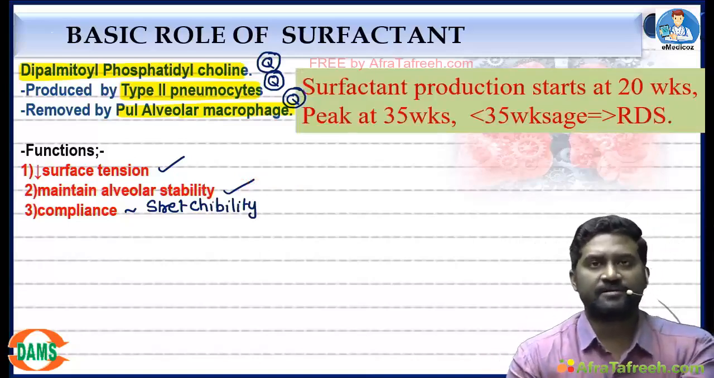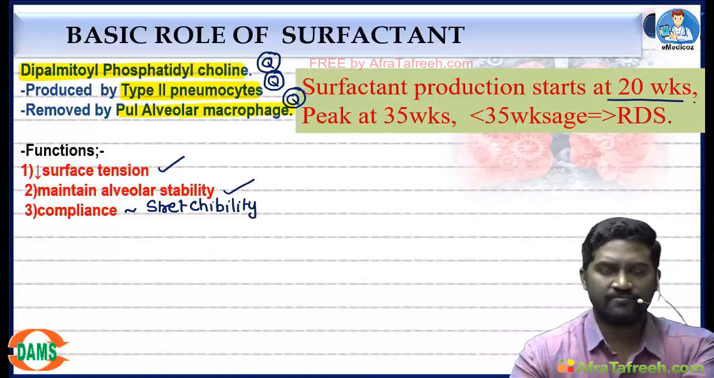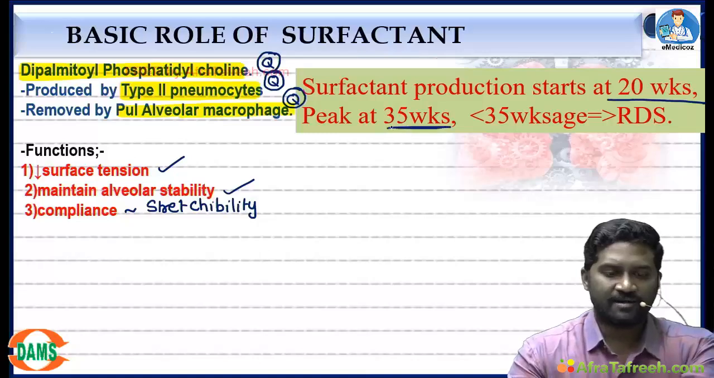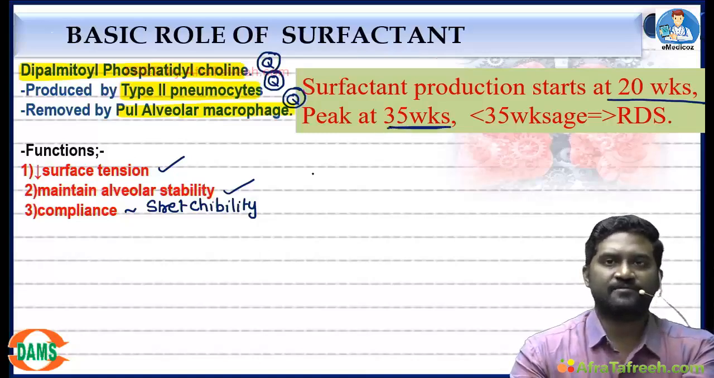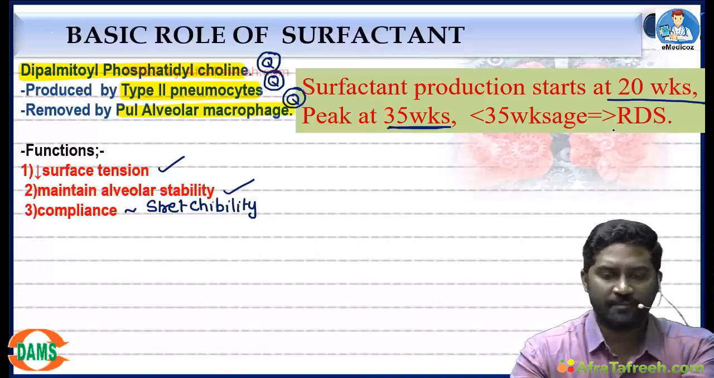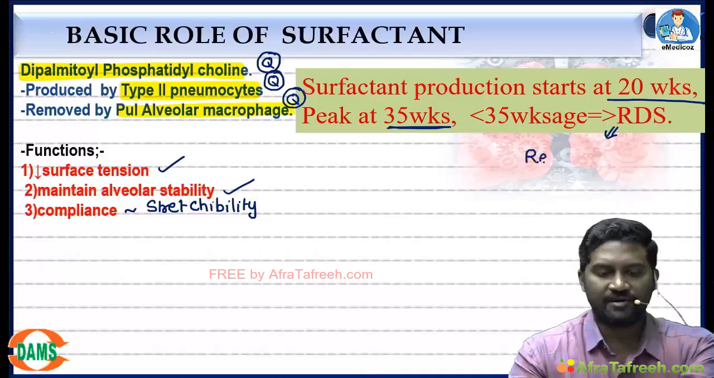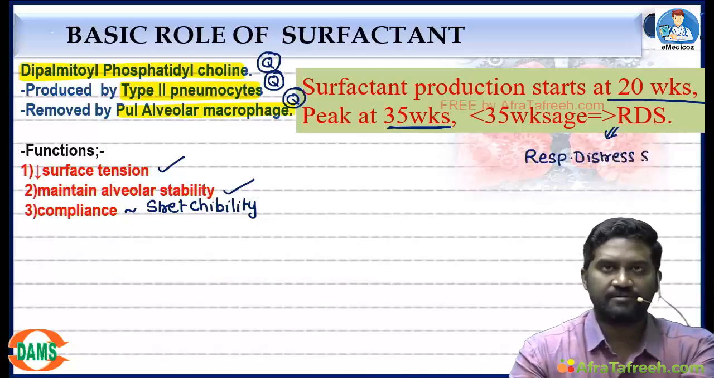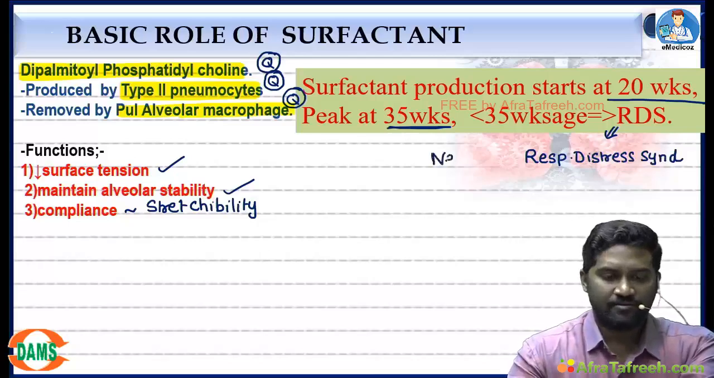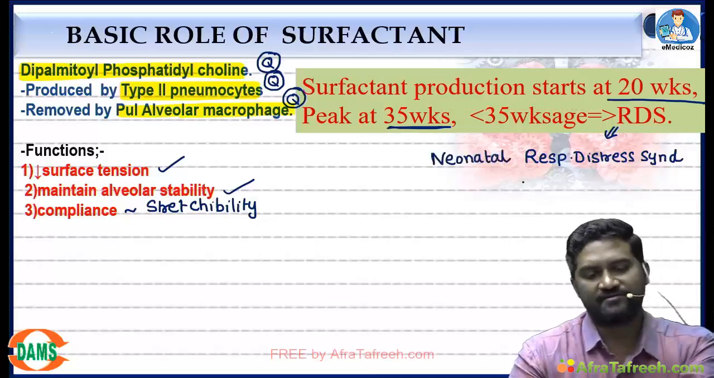Now surfactant production starts at 20 weeks. It will be highest at 35 weeks, and any baby born before 35 weeks will develop RDS. What is meant by RDS, students? RDS means respiratory distress syndrome. Because it happens very early after birth, it was also called neonatal respiratory distress syndrome.